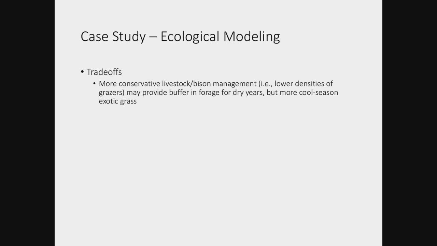So folks may be inclined toward a more conservative livestock or bison management approach to account for those really dry years, make sure there's enough forage available if a drought hits. But one thing that we found, and this was really confirmed through some conversations with managers, is the trade-off there is you may end up with more cool season exotic grass than you might if you had higher stocking rates. And so at least being aware of that, making that decision, if you are going to be more conservative, that might be okay. But if you're doing that, you may end up with more of this cool season grass.